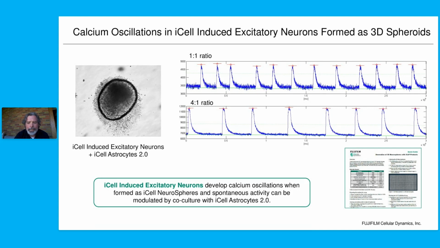And network activity can then be monitored by calcium imaging, which, as you can see on these oscillation plots shown at the top of the slide. And this is a nice method for utilizing induced excitatory neurons in a high throughput 3D culture workflow. And again, the function of these neurons can be validated through the addition of neuromodulators, much like what I just mentioned with the MEA platform.